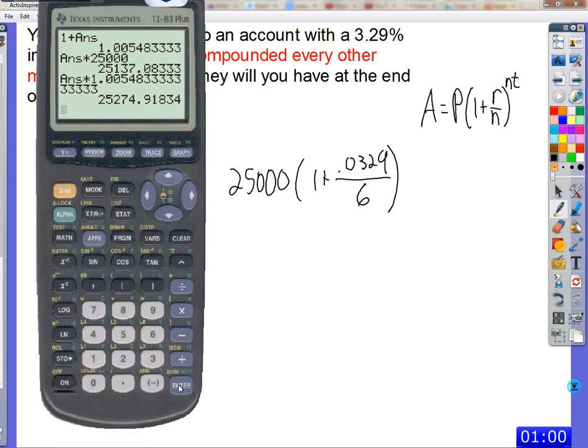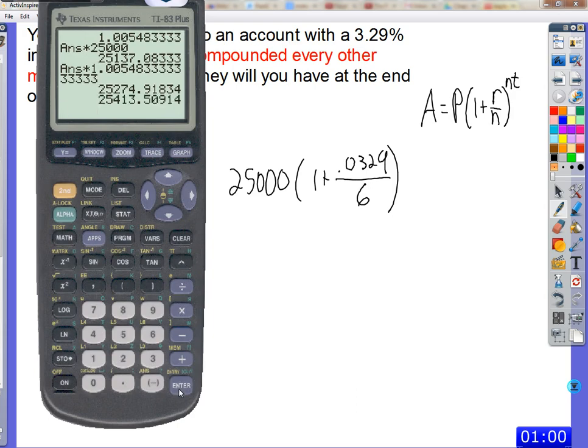After four months. First 2 months, January, February, then another 2 months, March, April, at the end of April, I'll have this much money. If I want to do this again, I'll take this and multiply it again. It'll just do exactly the same thing again. $25,413.51. After 6 months, at the end of June, I'll have that much money. Making sense?